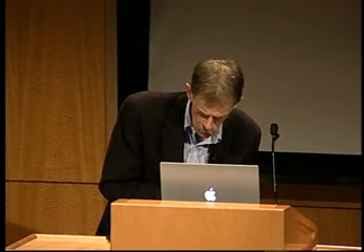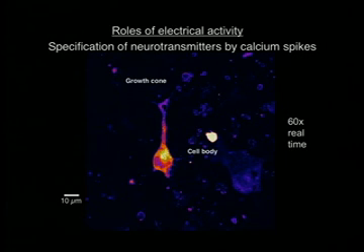Well, in the last part of the talk then, I want to focus on the third and last kind of excitability under the general aegis here of our discussion of the role of activity in brain development, and talk about the specification of transmitters by these calcium spikes. These are calcium elevations that come from the long duration calcium-dependent action potentials that we looked at earlier.